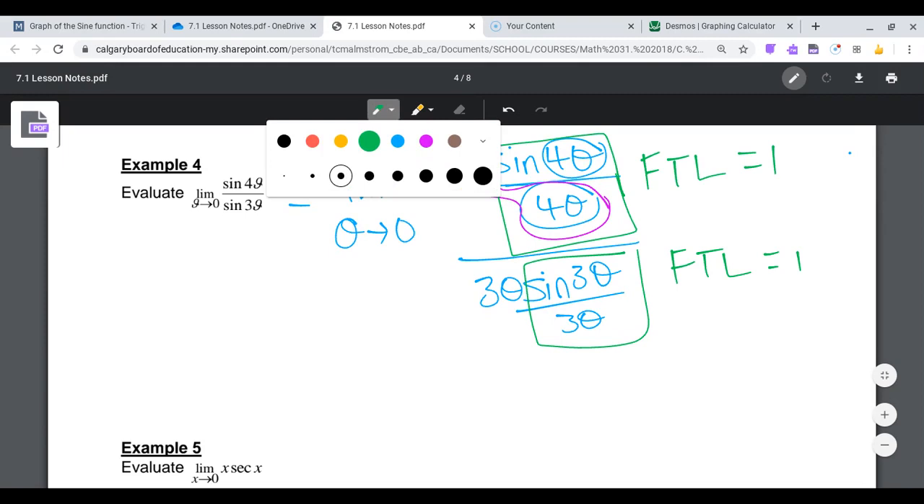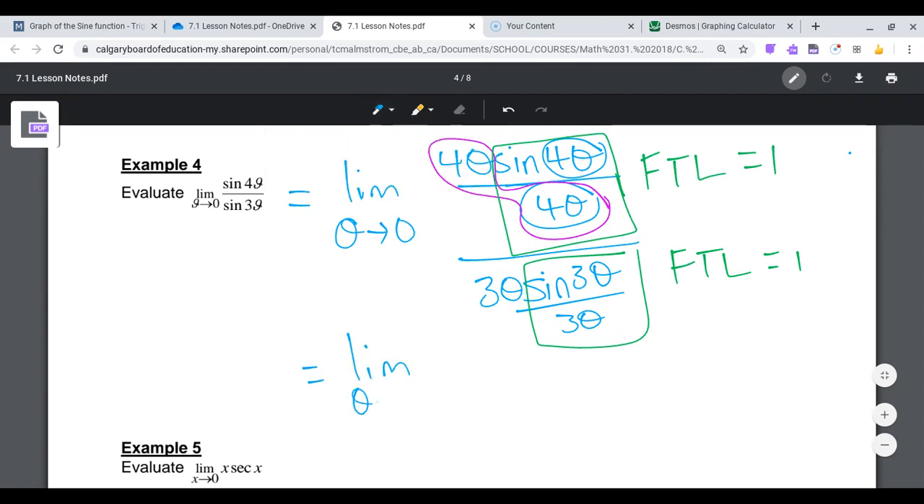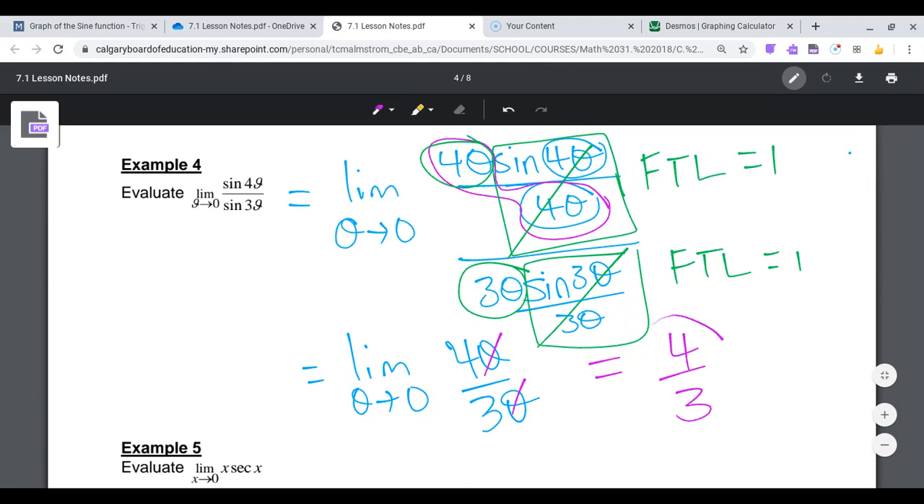And that leaves me with the limit as theta goes to 0 of, now I have 4 theta on 3 theta, because the sine 4 theta on 4 theta piece has gone away, and the sine 3 theta on 3 theta piece has gone away. So I'm only left with 4 theta on 3 theta, and the thetas can cancel. So that just leaves me with 4/3.